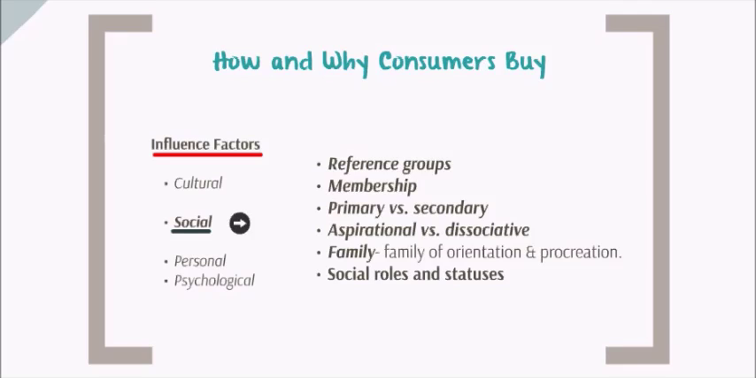Now, what is family of orientation? Family of orientation is a family in which I am born to. I will have parents, my siblings, and family of procreation is my family. I get married, I have my wife, I produce my children. So that is family of procreation.